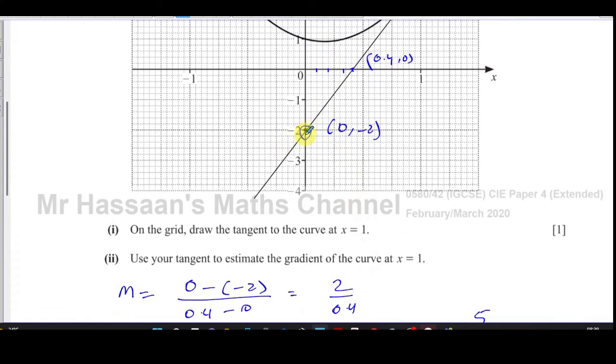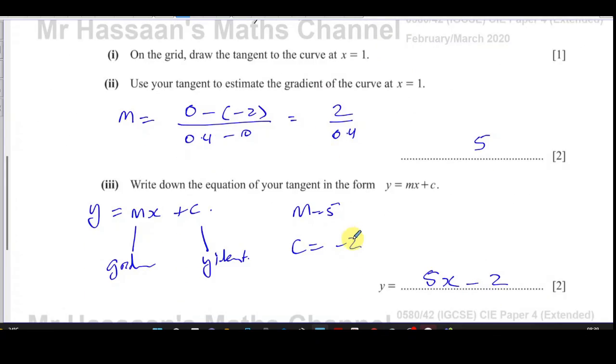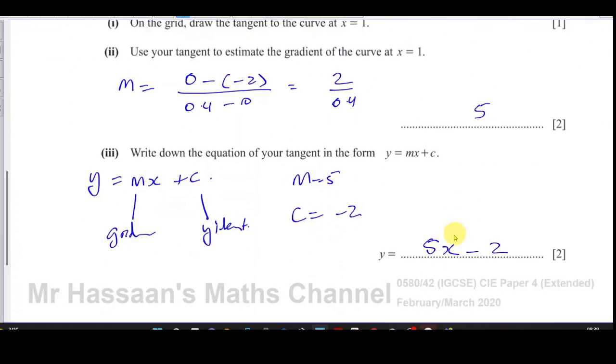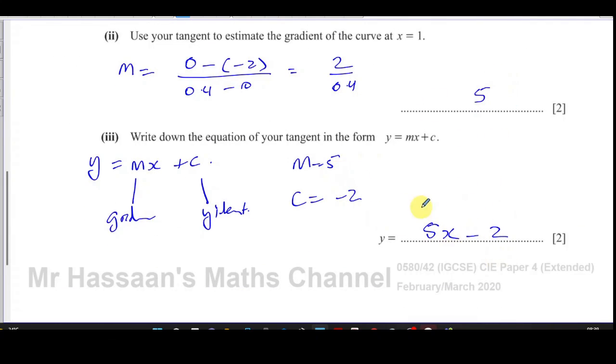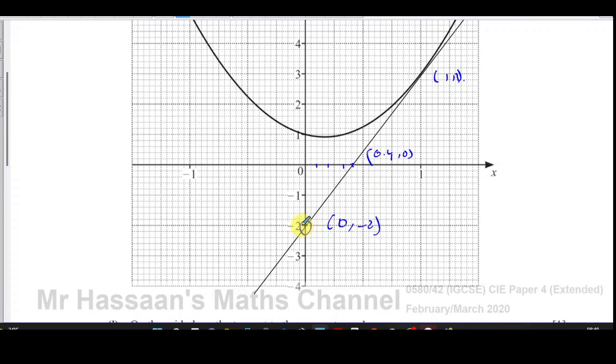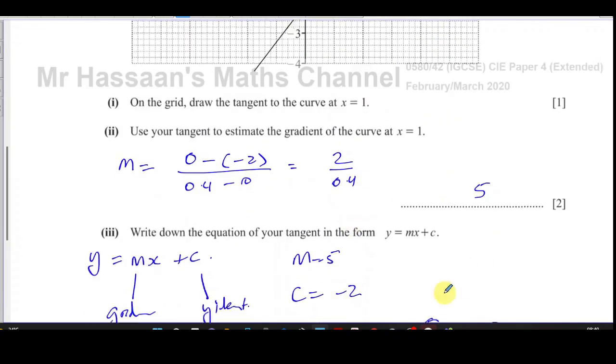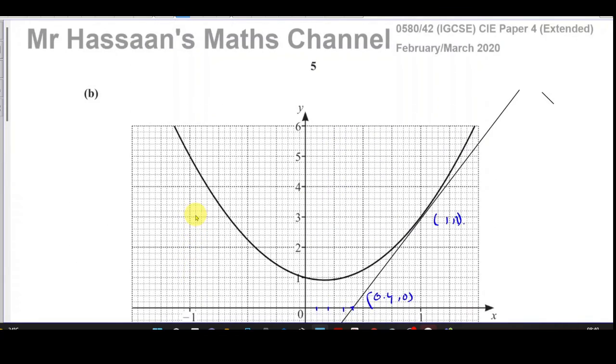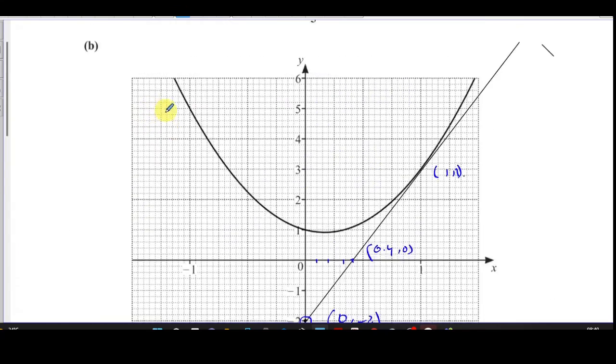Now, if your tangent didn't pass through minus 2 but another value close to minus 2, then whatever value your tangent passes through should be written down as your c. And whatever value you got as your gradient should be written down as your m. So this depends on your graph. If your gradient was 4.7, for example, this would be 4.7. If the intercept was, say, minus 1.8 or minus 2.2, then that would be your value of c, depending on your graph. So there's the answer to question number 2, part b, and that concludes this question.